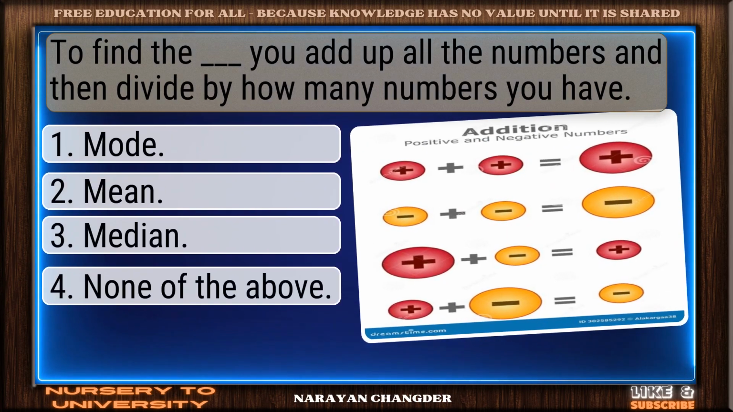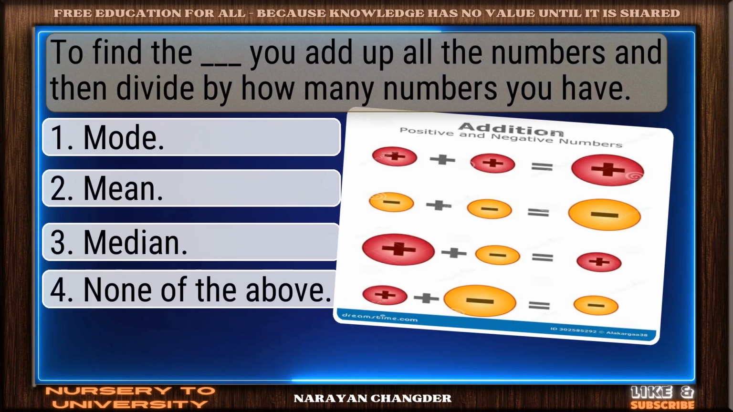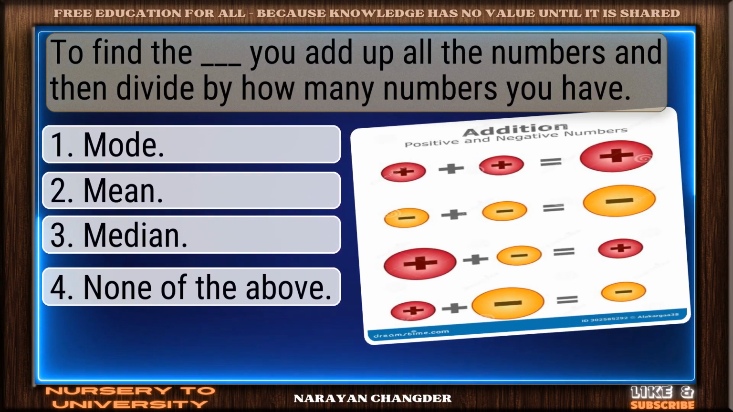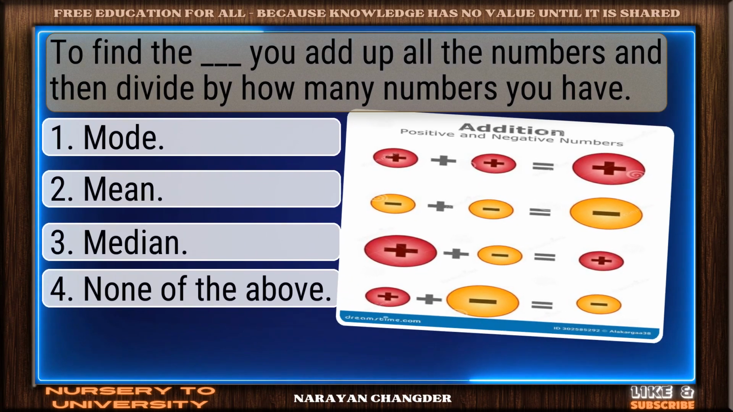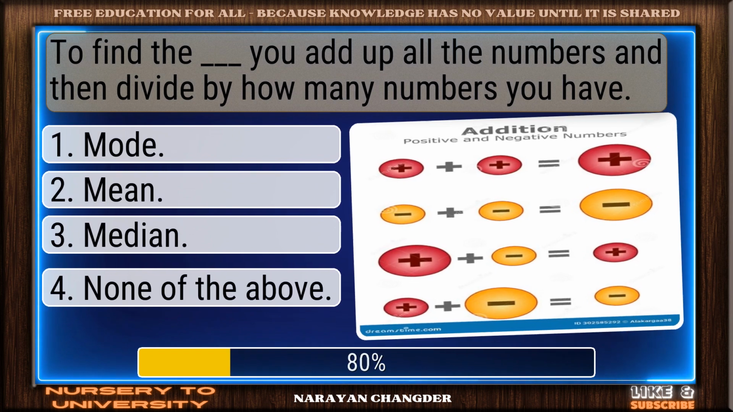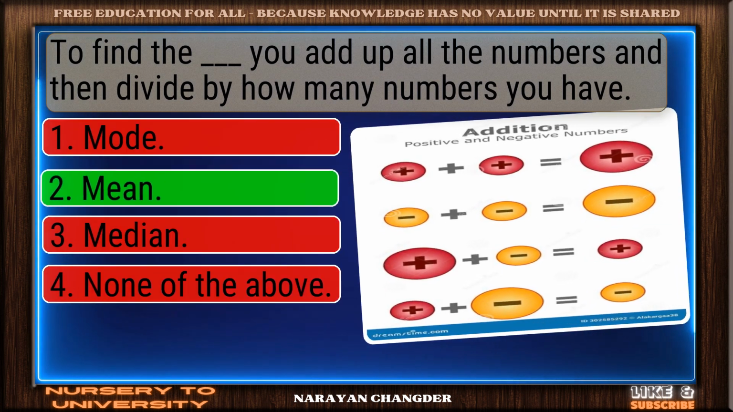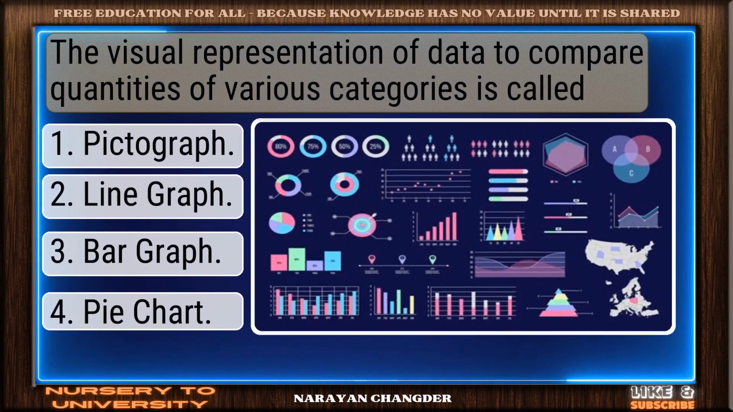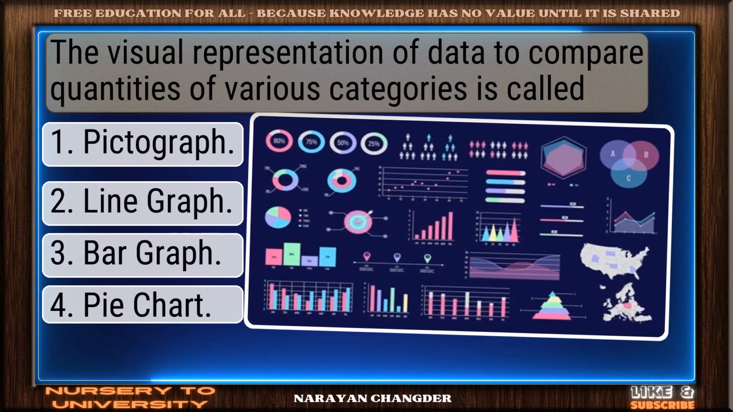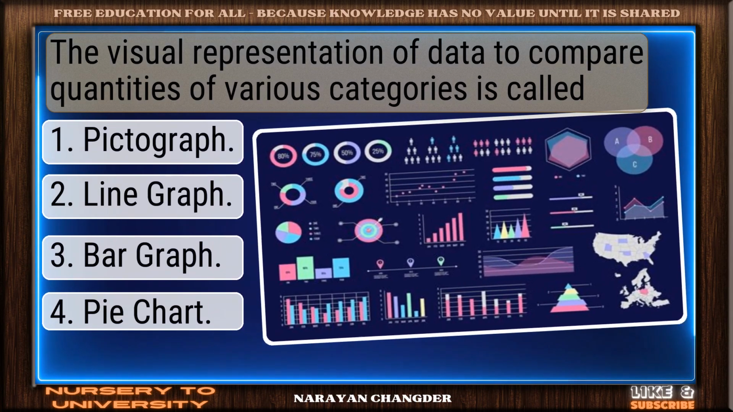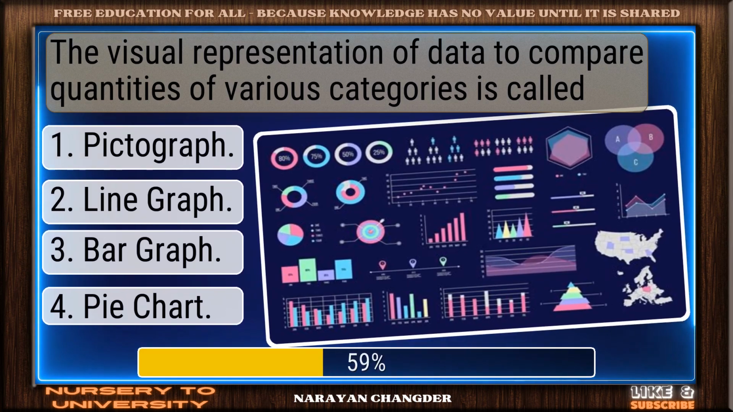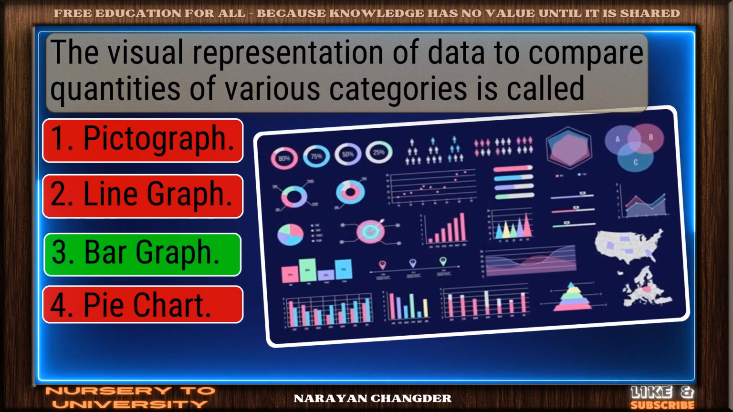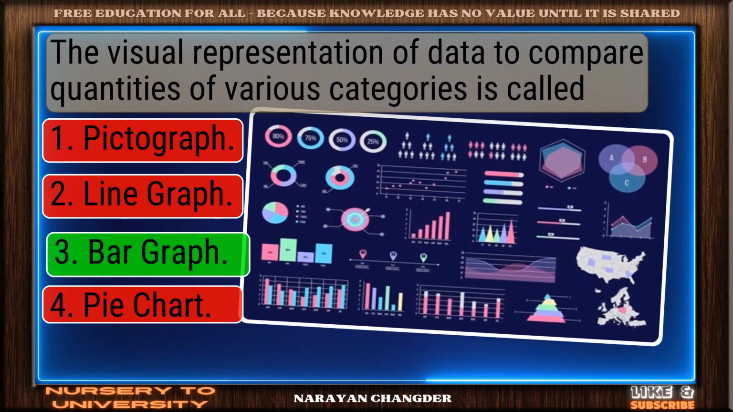Question number 22. To find the dash, you add up all the numbers and then divide by how many numbers you have. Good thinking. Mean is the right answer. Question number 23. The visual representation of data to compare quantities of various categories is called sharp thinking. Bar graph is the right choice.